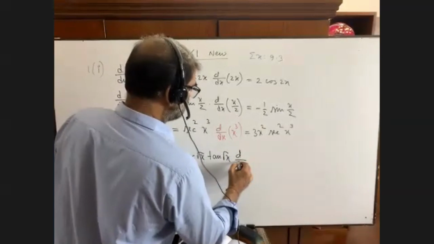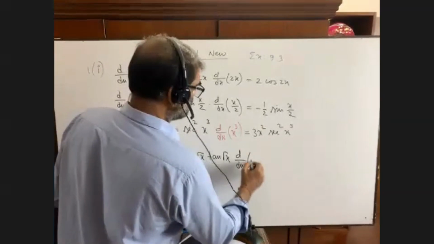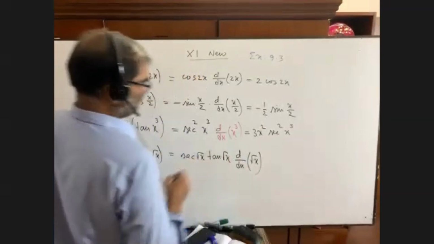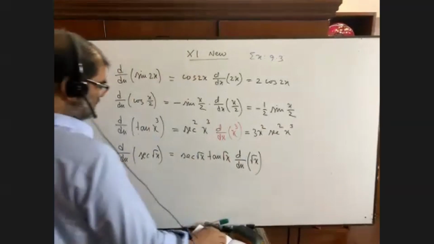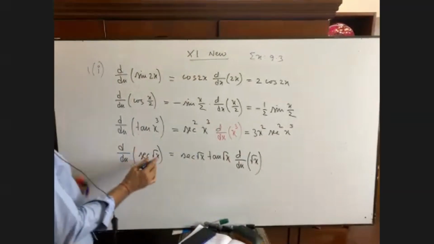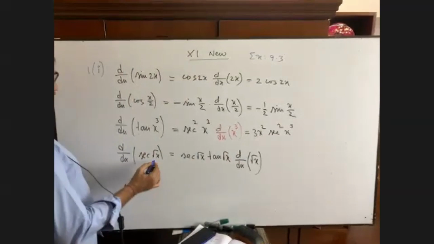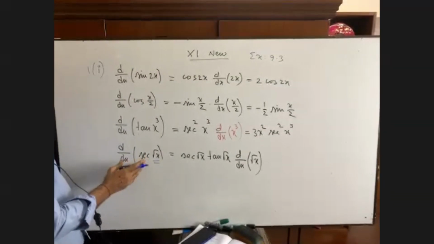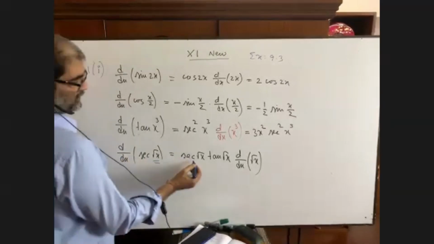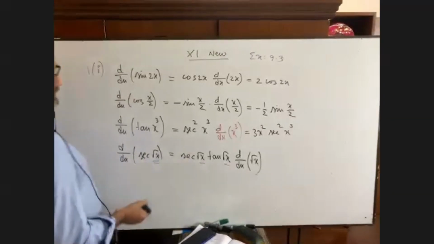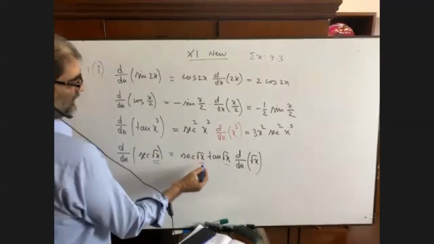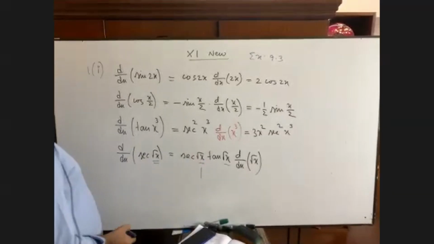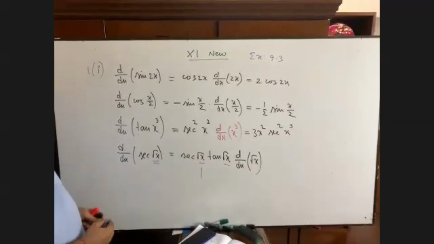Okay, then d by dx of sec root over x. You have to determine at first what is another function. Sec x is a function, but root x is another function. Have you seen? So what is the differentiation of sec x? Sec x tan x. Now you have to see this x, it is not only x, it is root over x. So it is to be differentiated again.